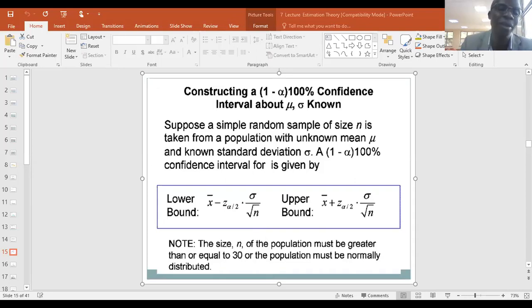So therefore, let me tell you what we have. This is what we have. I want you to write somewhere below there, N. Just write N there. Then somewhere there, write X bar. Just write X bar as a heading. And then here, write sigma.